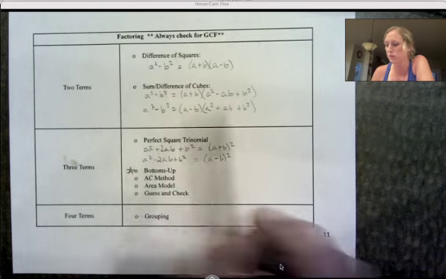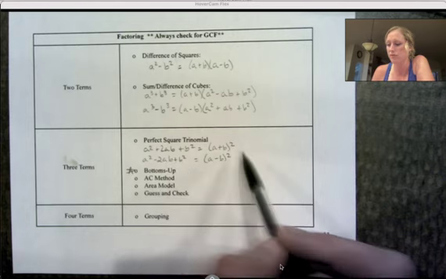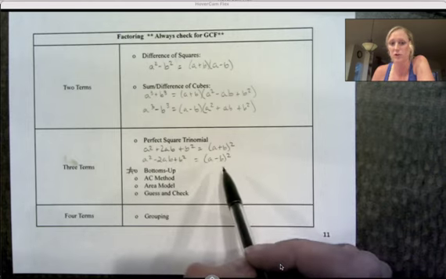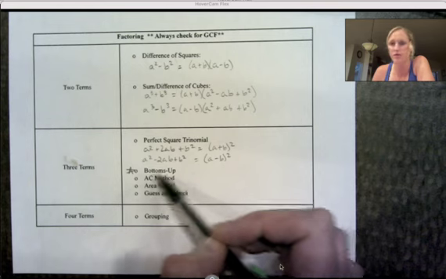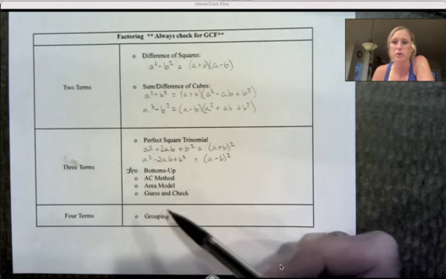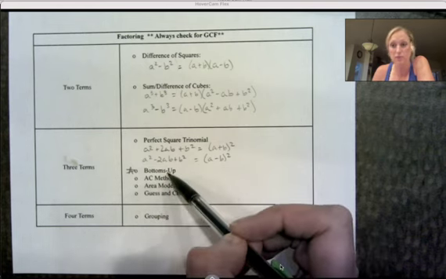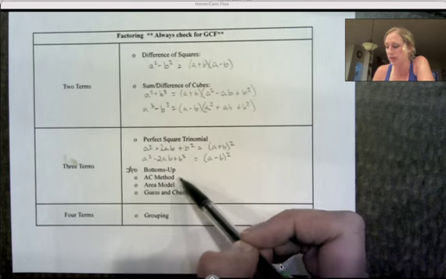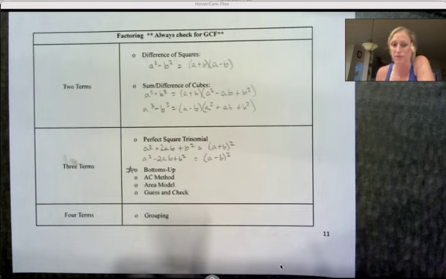And then if it's 3 terms, you might recognize perfect square trinomials, and then these are all different methods for factoring trinomials. The one that I teach is the reduce and bottoms up, but depending on who your teacher is, you might have seen some of these other methods as well. And then lastly, 4 terms, we are going to factor by grouping. All right, so let's try it.